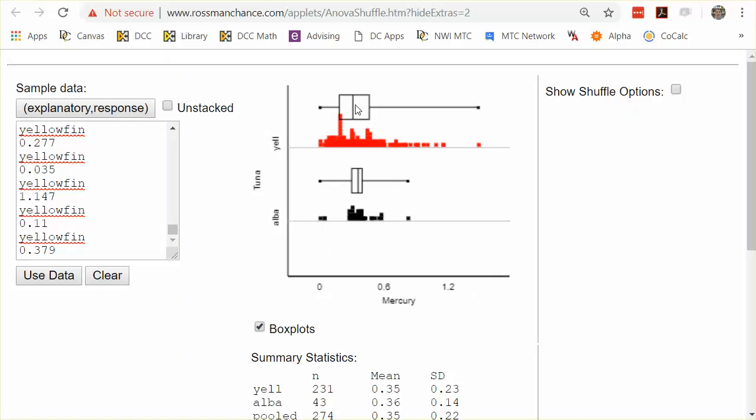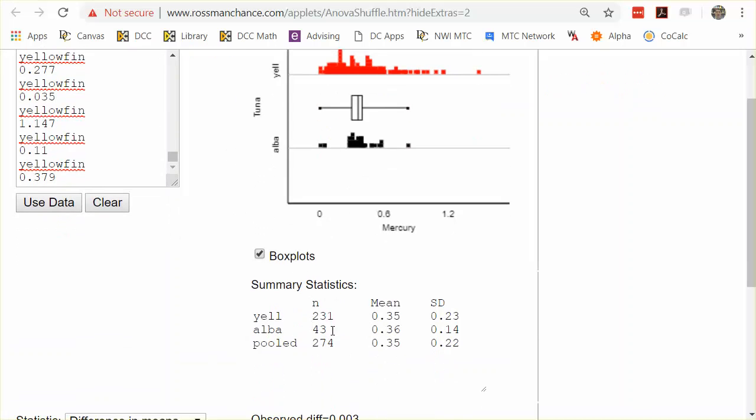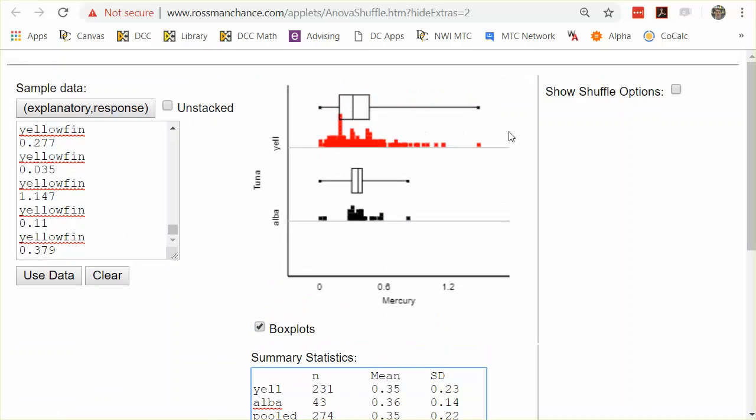I would say we've got some skew right here for the yellowfin tuna, which is interesting. The albacore is fairly symmetric. And the reason I'm noting that is if we were going to use a theory-based test, remember, what are the conditions for using a theory-based test? Well, the sample size has to be big, bigger than 20, and we've got 43 and 231. So the sample size seems pretty good, but I am seeing some skew in this one.